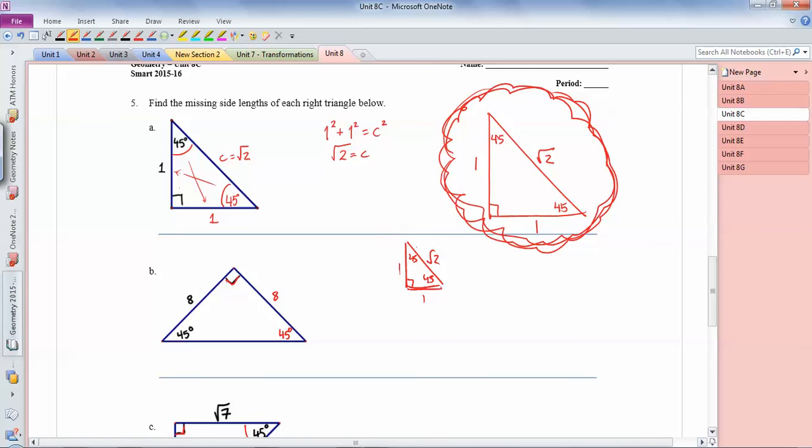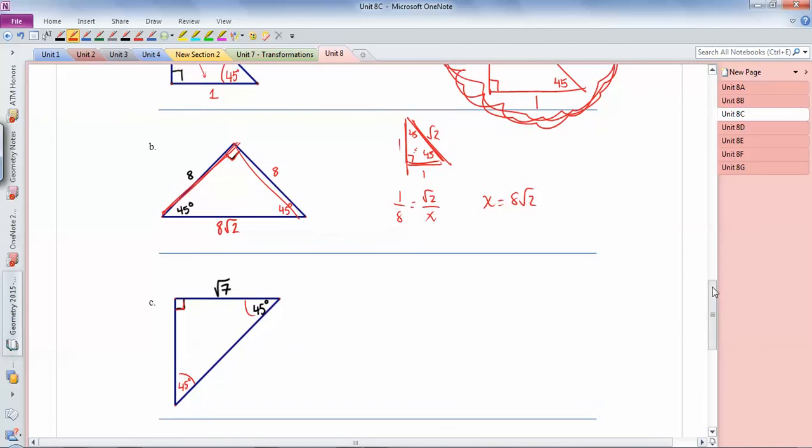If it's 1, 1, and root 2, and this one's 8 and 8, then I'm just going to figure out, okay, this triangle here is 8 times the size of that triangle there. So 1 goes with 8 the same way that root 2 goes with my missing side over here, x. If you cross multiply, you get x is 8 root 2. And then you're done. Okay? So if it's 1, 1, root 2, and then you expand it to 8, well, it's 8, 8, 8 root 2.